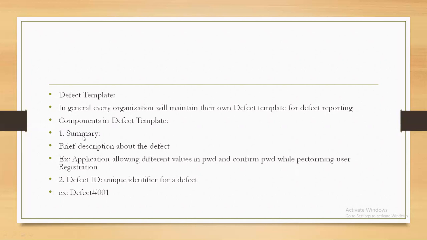The first one is summary, where we provide a brief description about the defect. Let us take an example. When I do the account creation or registration operation, the application may allow different kinds of values in the password field and confirm password field, and it is accepted. So how are we going to provide that information? As a brief description about the defect.